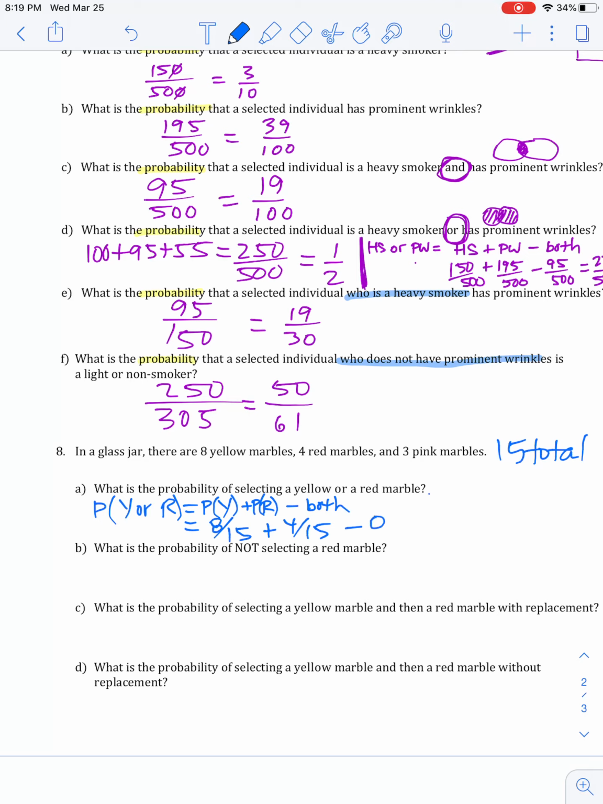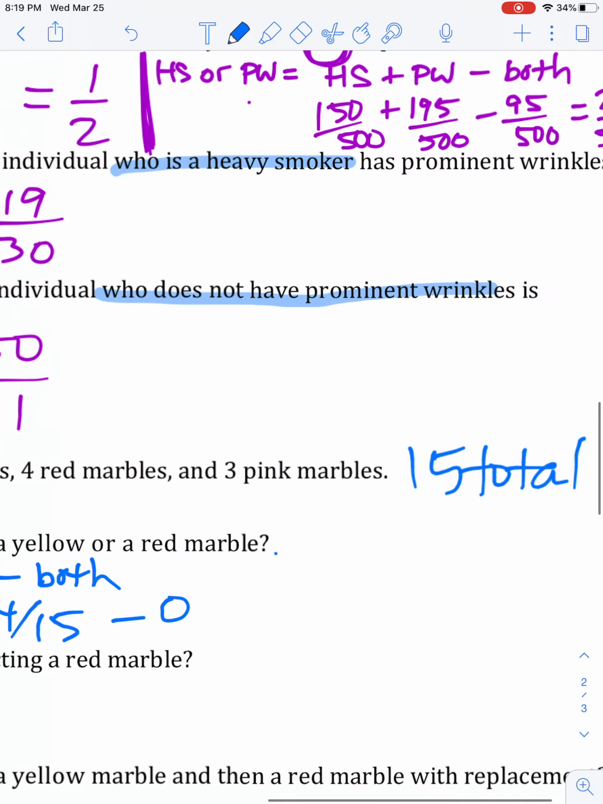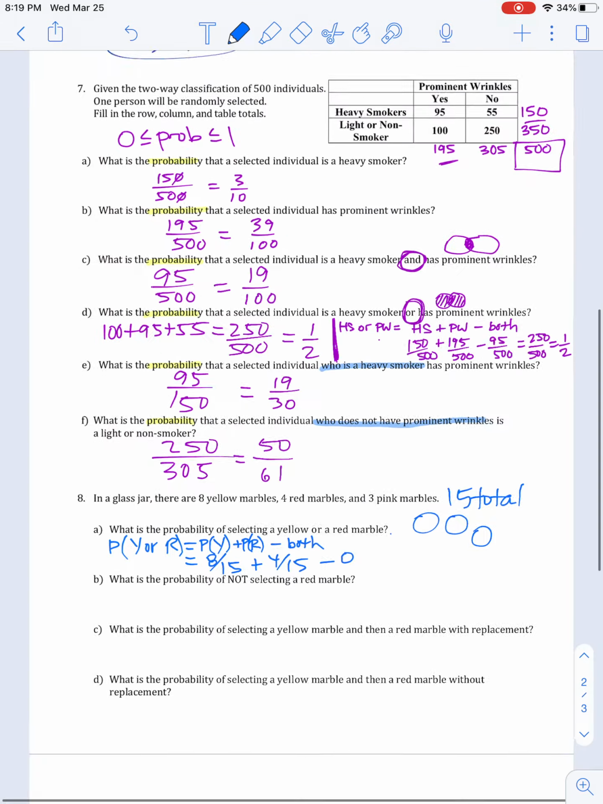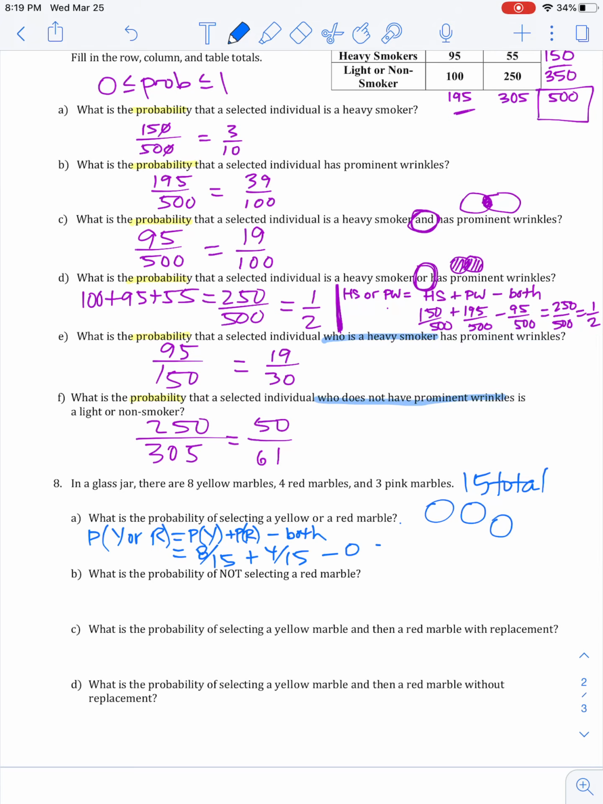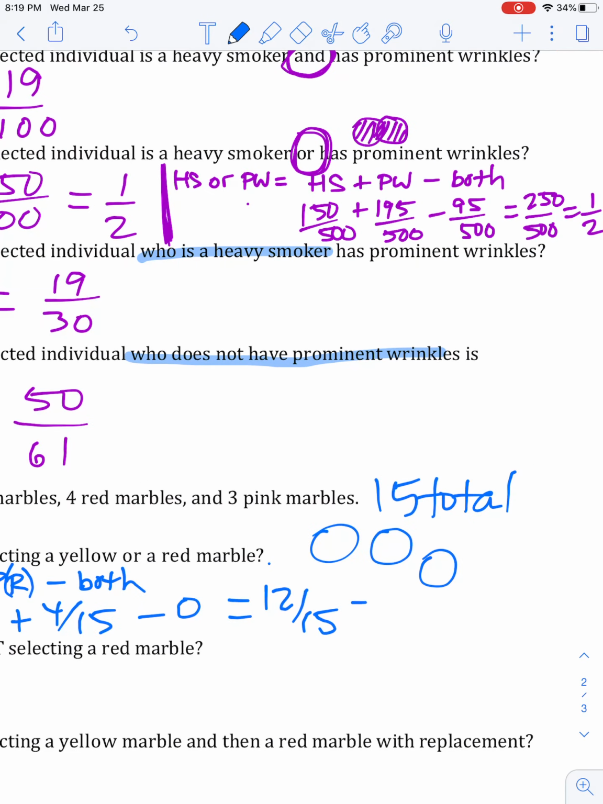We have no marbles that are both colors. They're all one or the other. So these events are all mutually exclusive, or disjoint. If I drew a Venn diagram here for these marbles, here's the red, here's the yellow, here's the pink. There's no overlap. So I get 12/15ths. And if I divide the top and bottom both by 3, this reduces to 4/5.